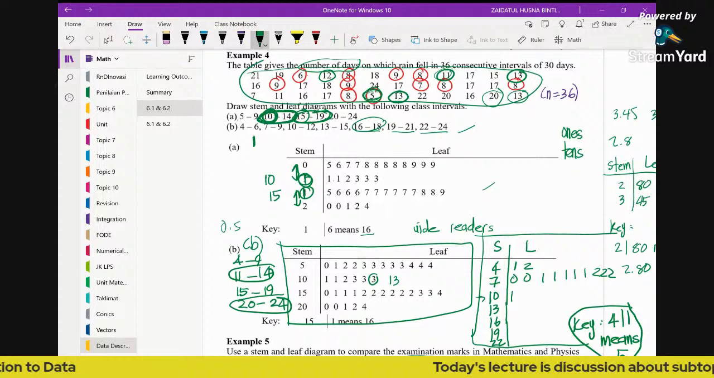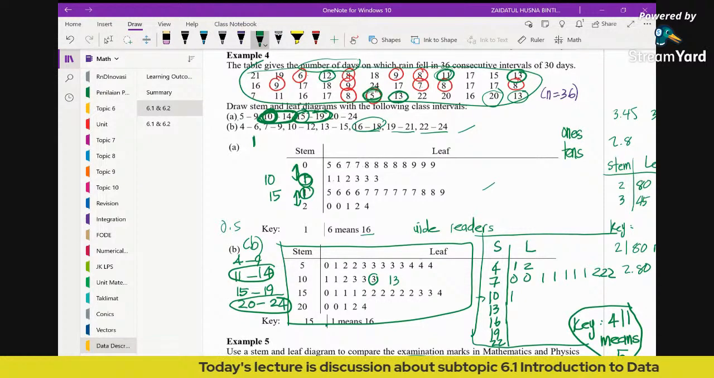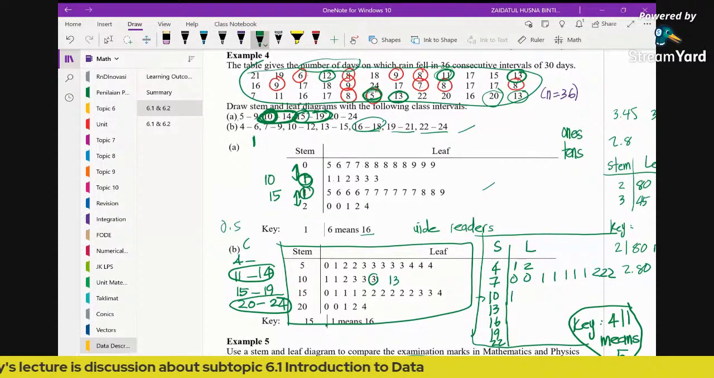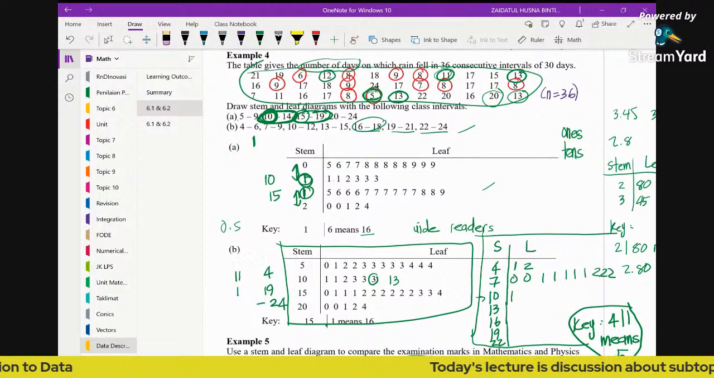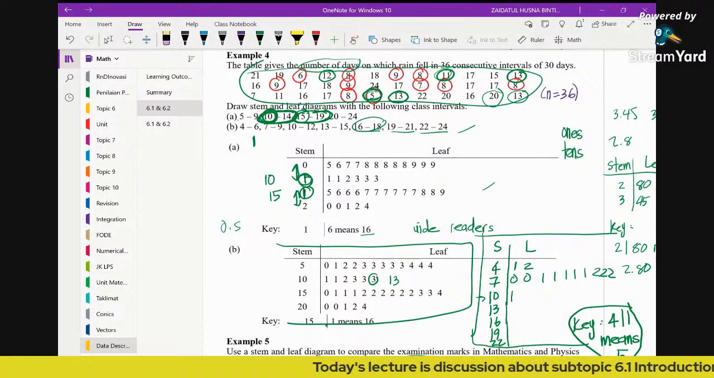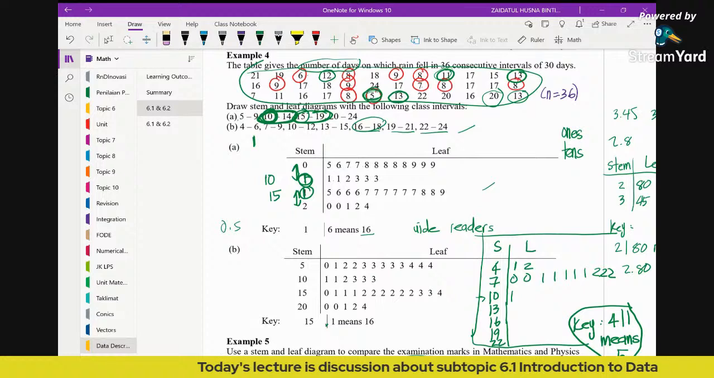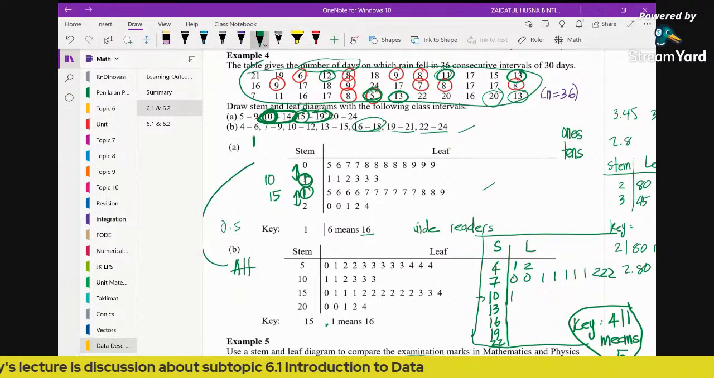So here, this is the answer for a different notation, or a different stem and leaf for the A part. This one is also the same answer as the A part. So this is an alternative to the A part. Then this is the answer for the B part.